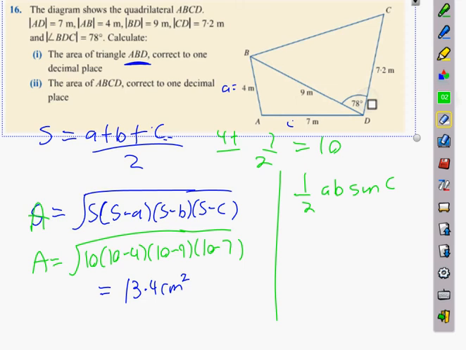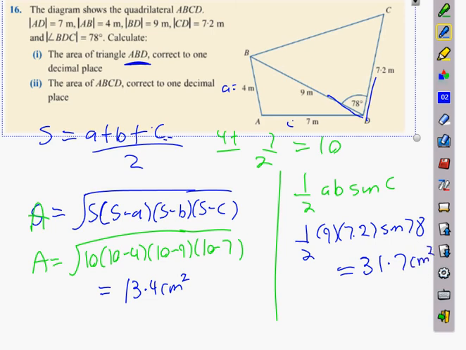78. And do you know both sides, either side of 78? Yeah, 7.2 and 9. So it's good to go. I have 9 times 7.2 sine 78, and what are we going to get? 31.7. Yeah, we're good.